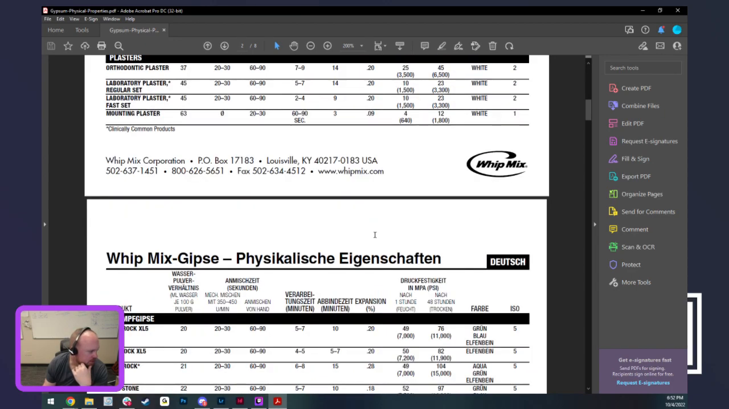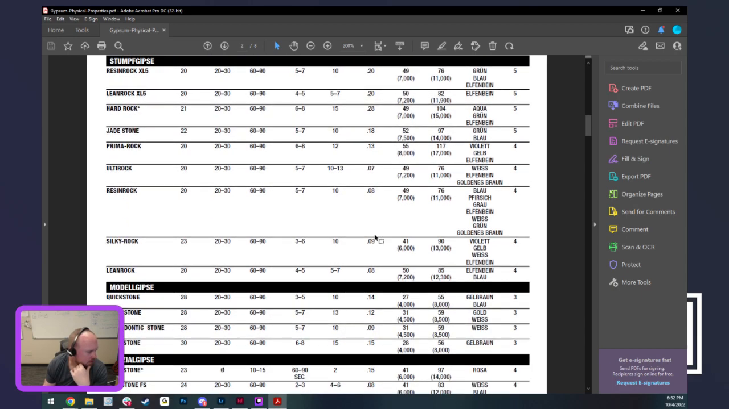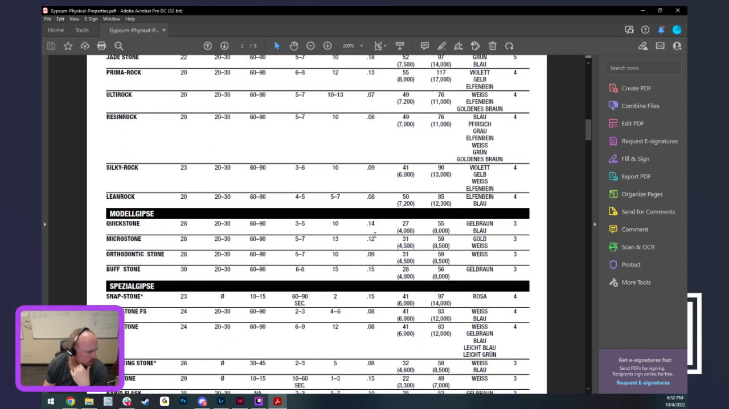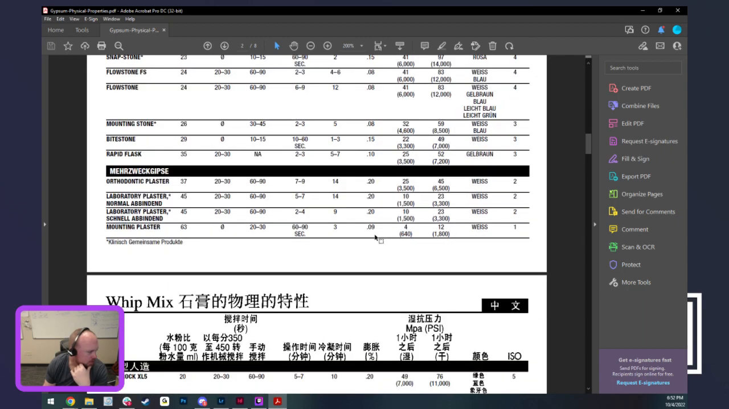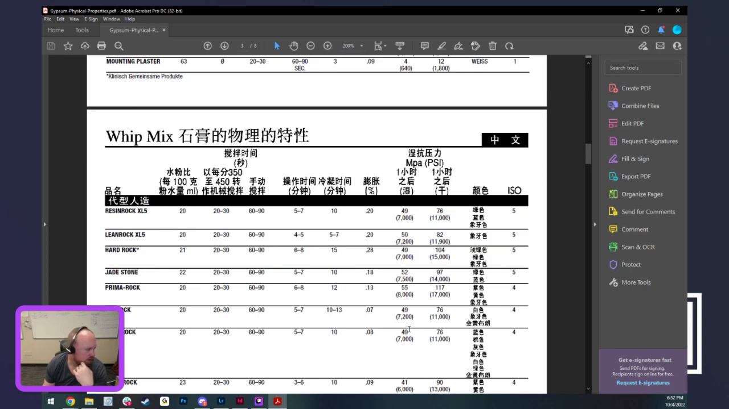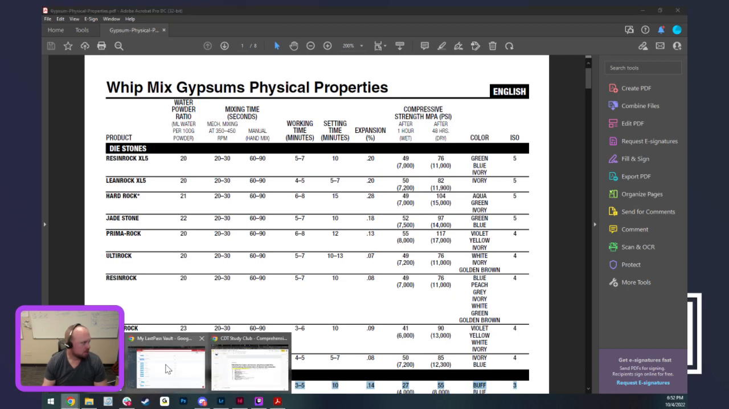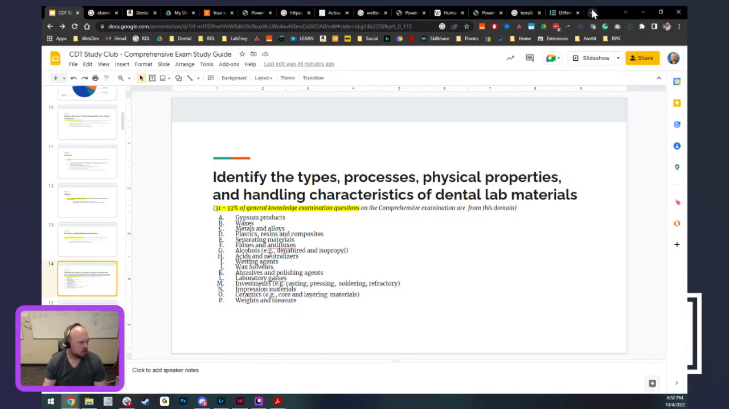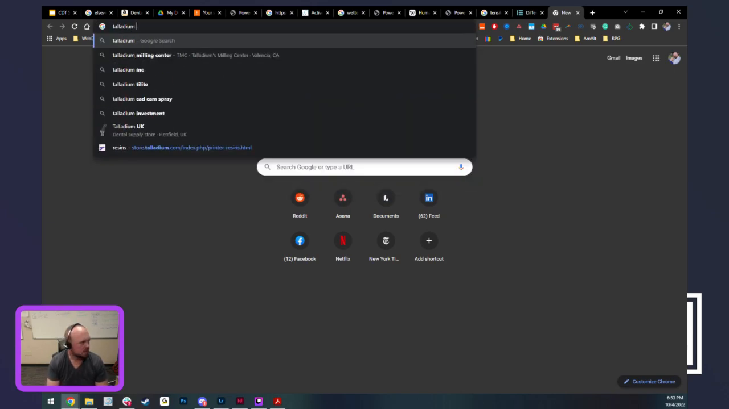There's an implant stone. They have an implant stone. Mounting plaster. Yeah, so Ultra Rock, I guess, is 0.07. If we looked at, I think we used Palladium's, I think that's still right. We used Palladium's implant stone.